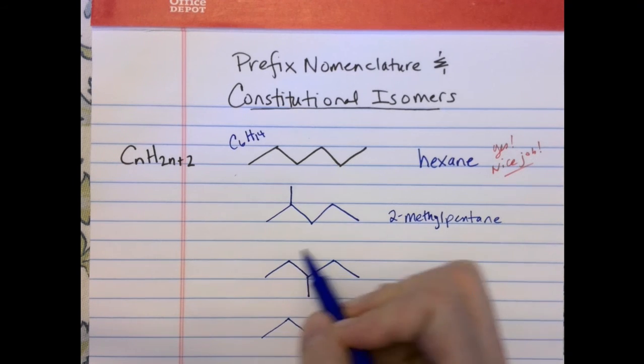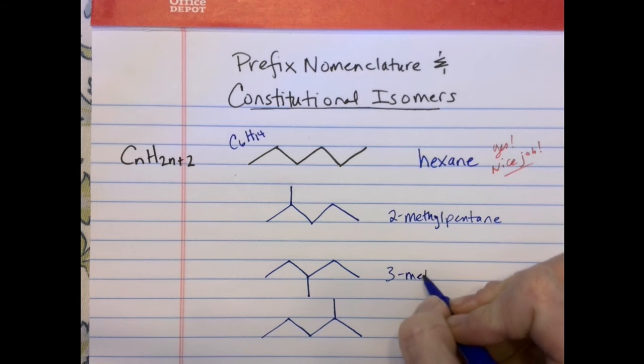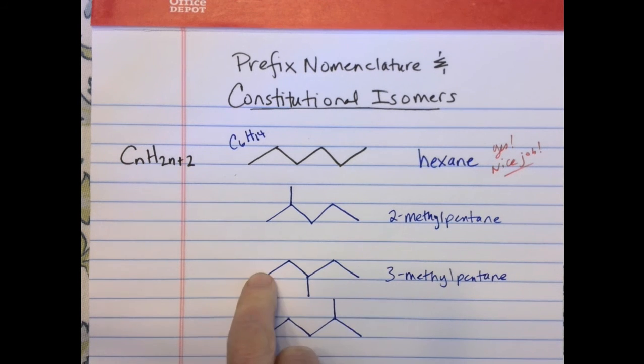Okay, and then what's this one going to be called? You guessed it, 3-methylpentane. And that would be true whether I numbered from left to right or right to left. It ends up being on the third carbon either way.